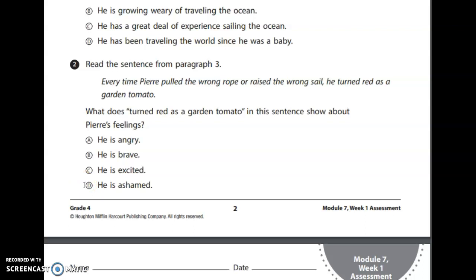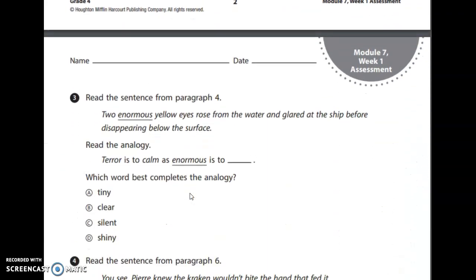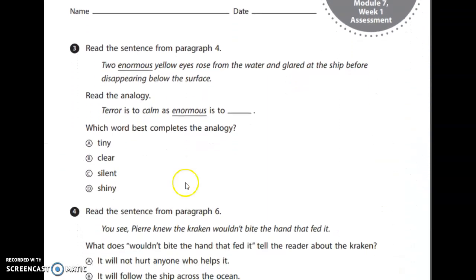If you are tapping your fingertips together, you are correct. He is ashamed. He's embarrassed. That is why some people turn red. Number 3. Read the sentence from paragraph 4. 2 enormous yellow eyes rose from the water and glared at the ship before disappearing below the surface.